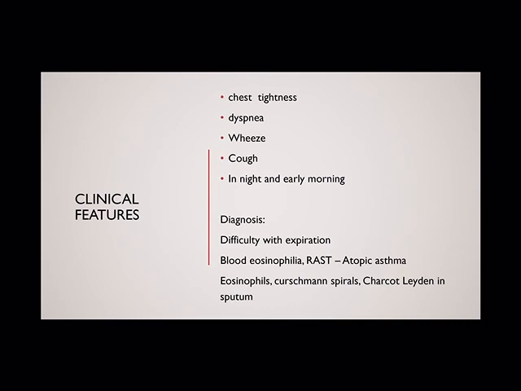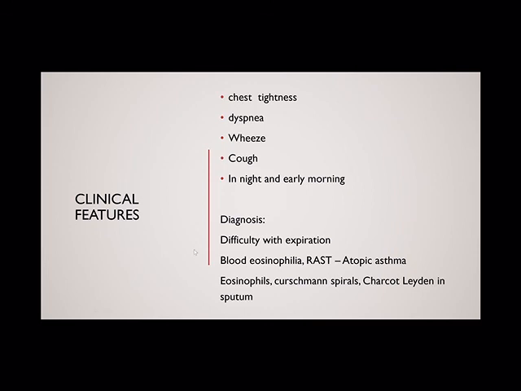So what are all the clinical features in asthma? As you all know, you will have wheeze, dyspnea, chest tightness, and cough, and they all usually occur at night and in the early morning. Usually during this time only, the asthma generally happens.